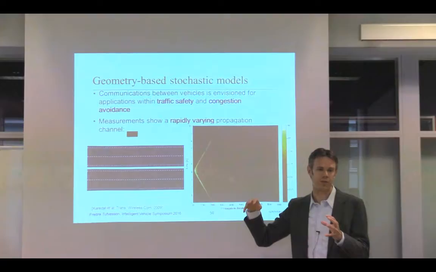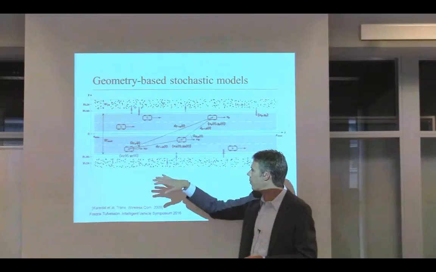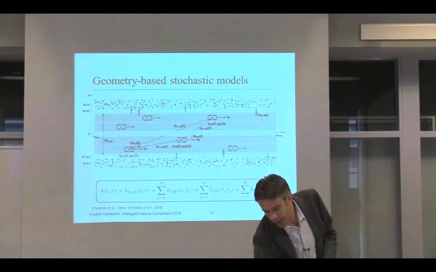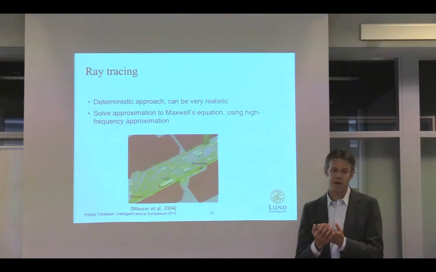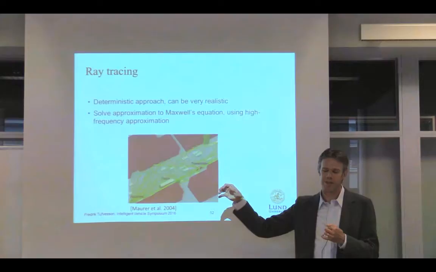In such a geometry-based channel model, we have the vehicles, we have some diffuse parts, we have some static discrete scatterers, and that is what we actually can use, both for communication as well as for positioning. The alternative, I would say, is to use ray tracing. Ray tracing is also very good, both from a communication perspective as well as from a positioning perspective. And then we are evaluating all the possible paths in that more realistic environment.